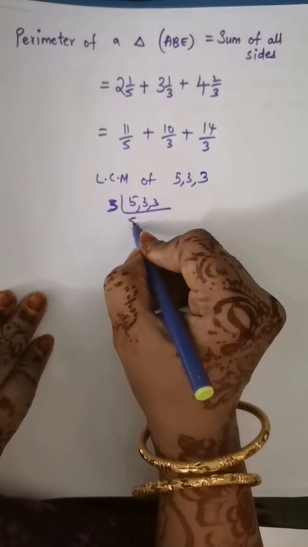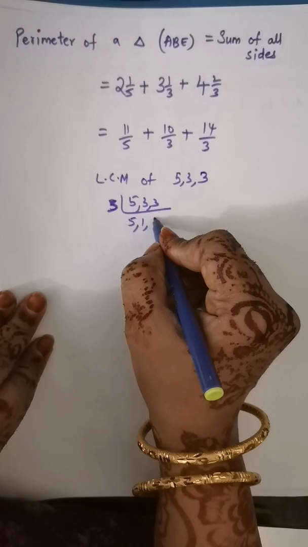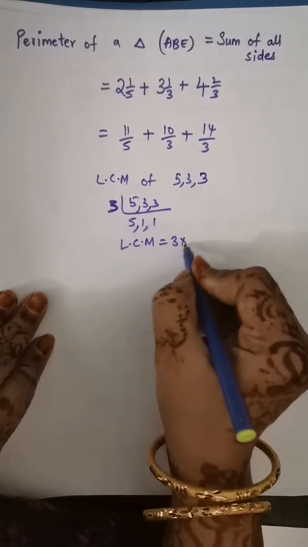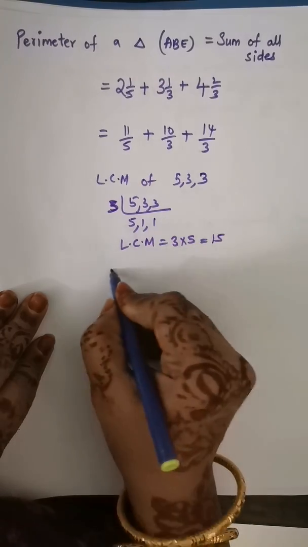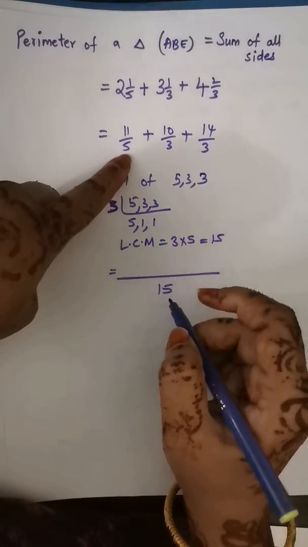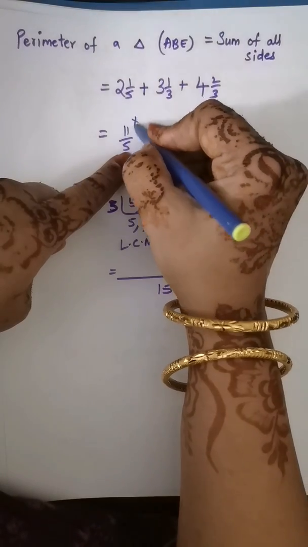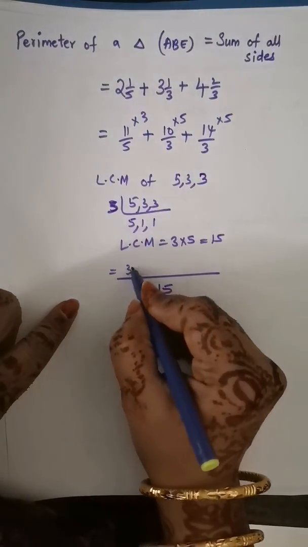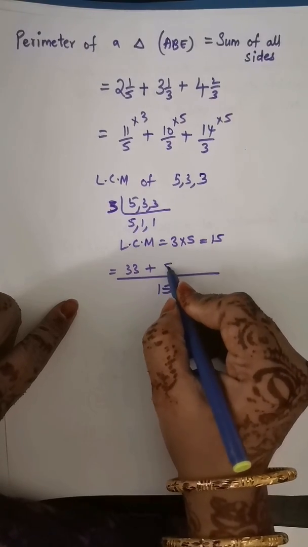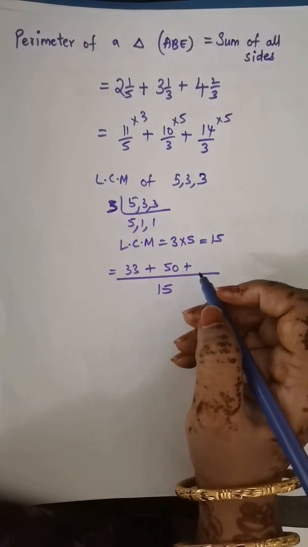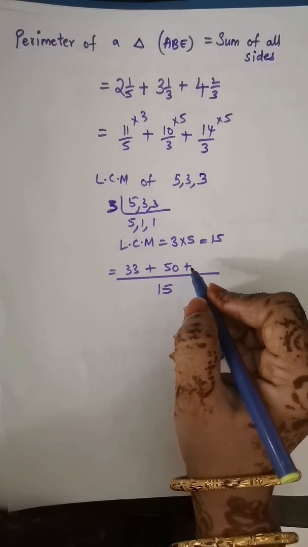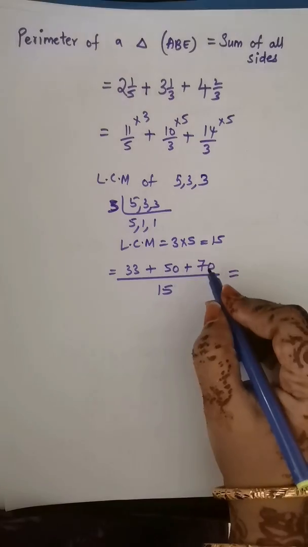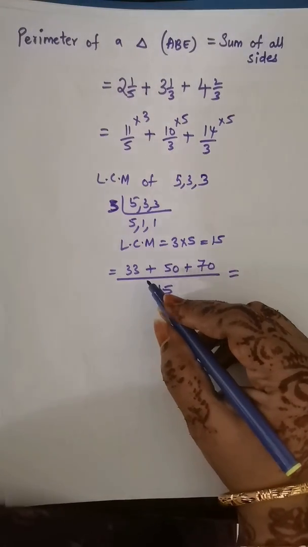First we will take 3, 5 remains as it is, 1s are 1s. So the LCM will be 3 into 5 is equal to 15. Now 15 will be the LCM. See the denominators. Here into 3, here into 5, here into 5. 11 3s are 33, 10 5s are 50 plus 14 5s are 70. If you add this, it will be 120, then 153.